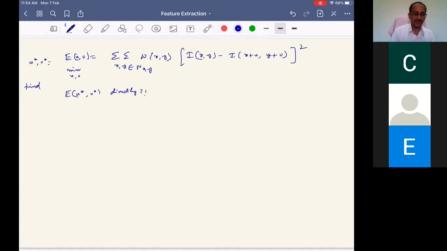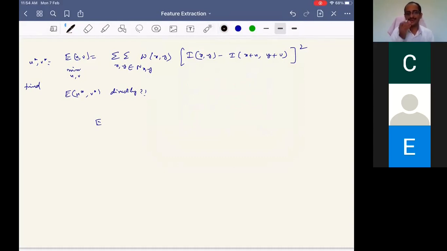Now, any suggestions on how we solve it? Let's give the idea and then move on. How do I proceed? One very good idea is required. One way is to differentiate and then equate to zero and so on. But they don't want to do that.